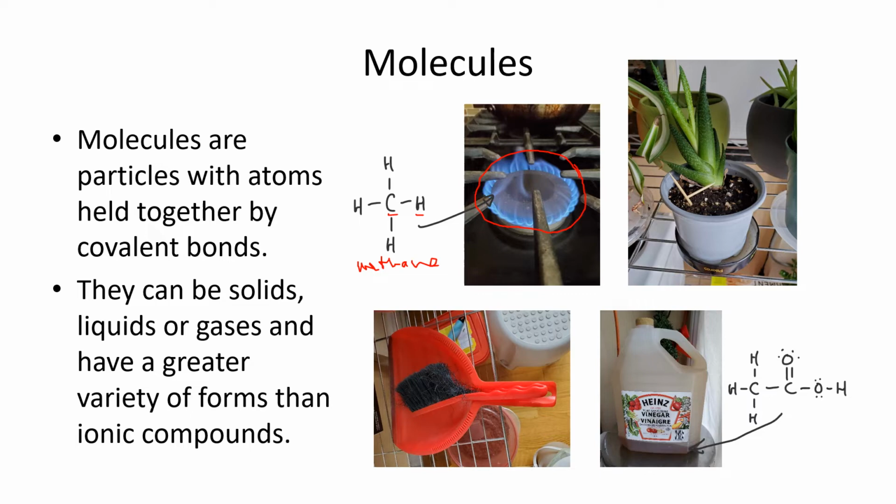They can be liquids, like in this vinegar bottle. So down here, this is acetic acid, which is the molecule that makes vinegar. And also, of course, as solids, you've got this hand broom here. All our plastics are all molecules. This plastic bench, this plastic bottle. Basically, anything that's plastic is a collection of molecules. So what makes molecules molecules is the way in which they're bonded. This time, instead of ionic bonds, it's called covalent bonds. So we're going to learn a little bit more about those as we go along.